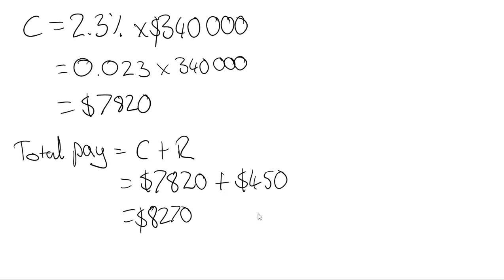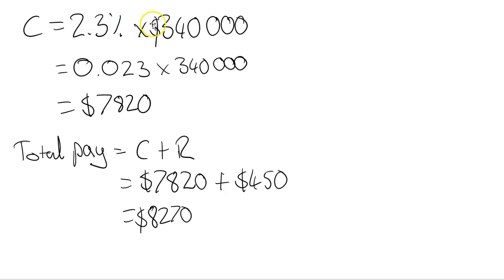On worked example 10, we have an example of a commission-based pay with a retainer. So the example is Lina works as a real estate agent. She receives a retainer of $450 a fortnight plus a commission of 2.3% of the value of the property she sells. How much does Lina earn in a fortnight in which she sells a house for $340,000, which was obviously not in Sydney because you can't get anything for $340,000.